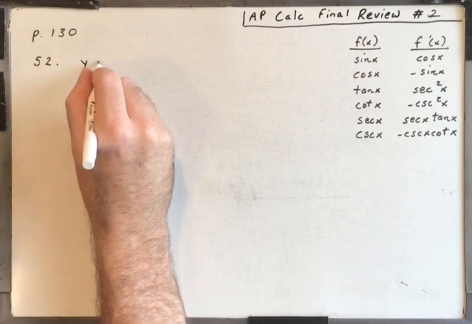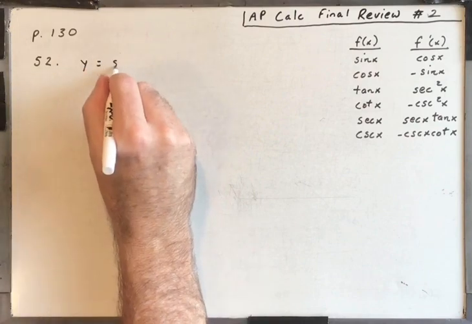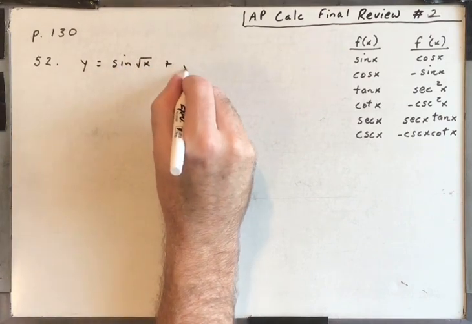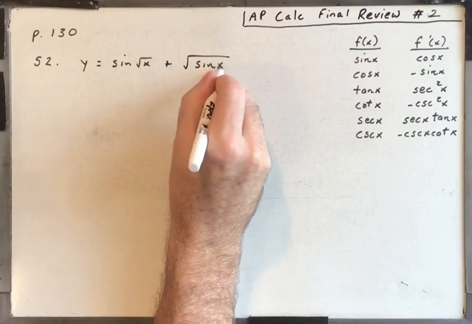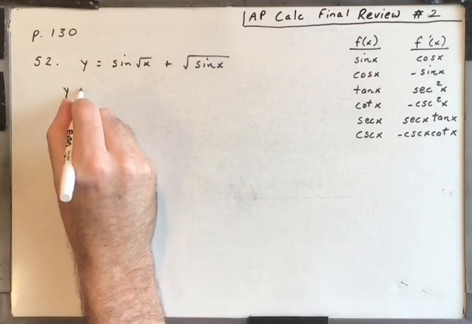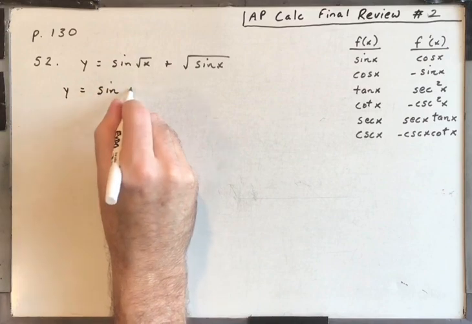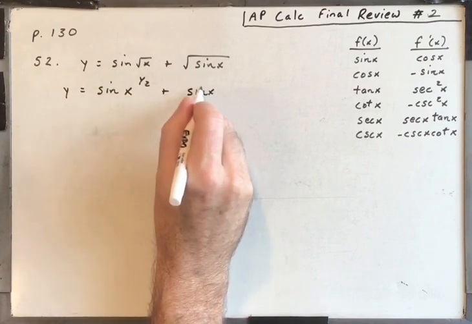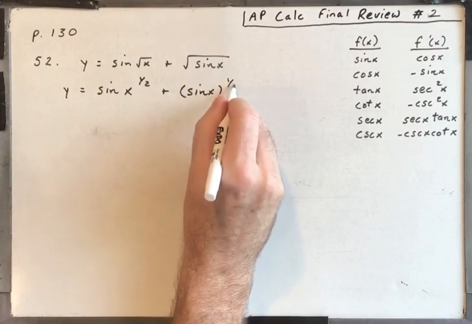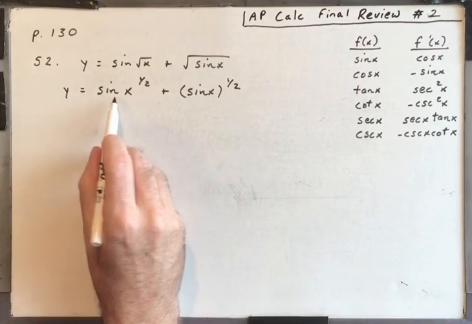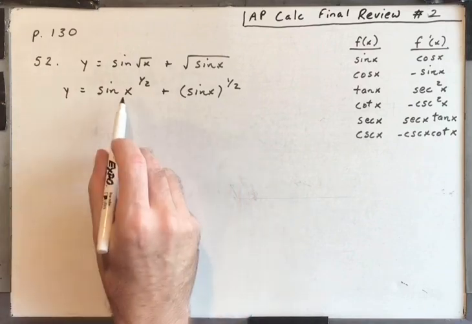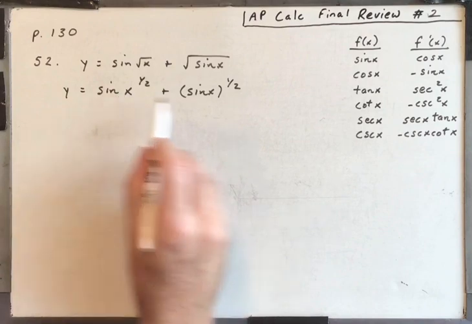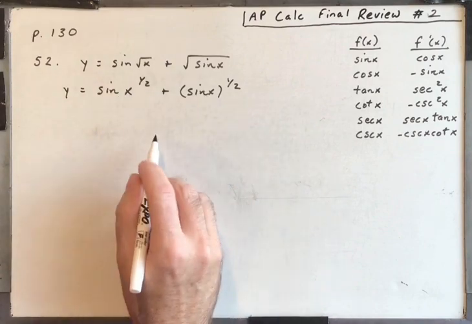So we have y is equal to sine root x plus root sine x. Let's rewrite that as y is equal to sine (x to the 1/2) plus (sine x, the whole thing) to the 1/2. Now, each of these are chain rule, but they're not 3-layer onions. They're just 2-layer onions because we just have x there, and we just have x there, not something else.